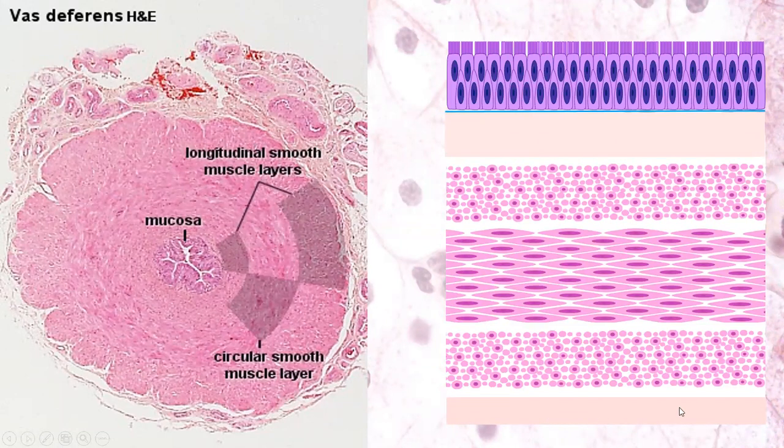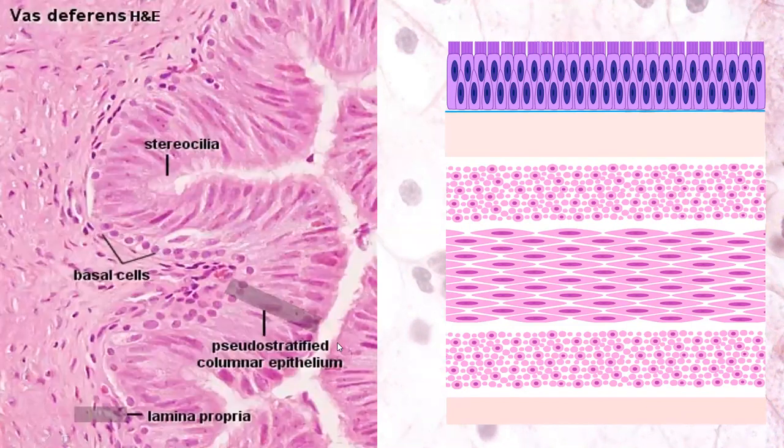And the outermost layer is adventitia, which covers the muscular layer. And here we can see vas deferens with cilia or stereocilia, which help in the movement of spermatozoa. It's pseudostratified columnar epithelium, and there are basal cells. They are located near the base membrane. They provide regeneration. And under it there is lamina propria, loose fibrous connective tissue, which underlies the epithelium and provides its nutrition.